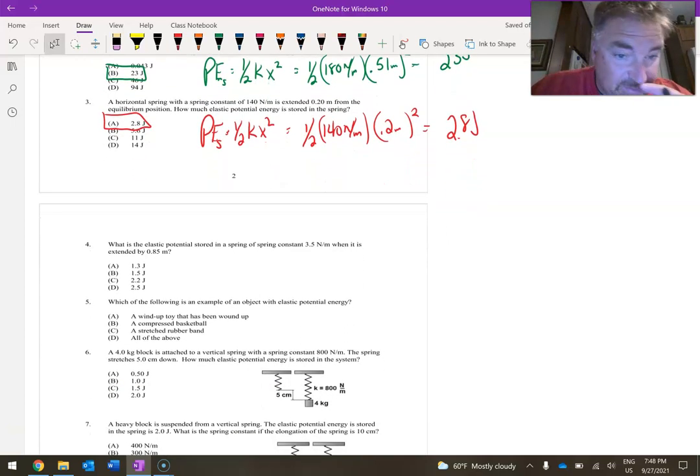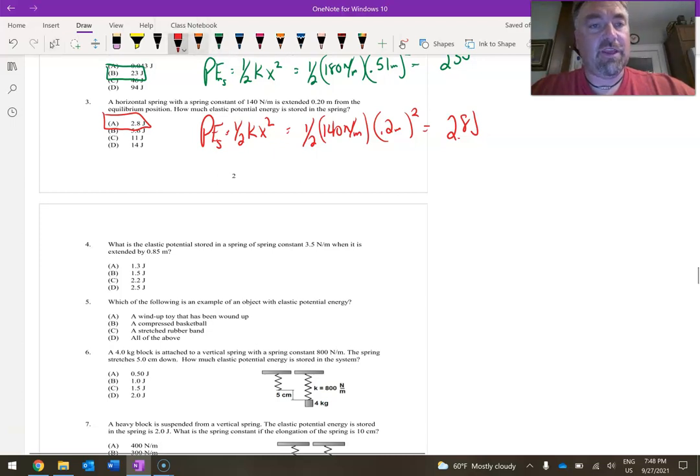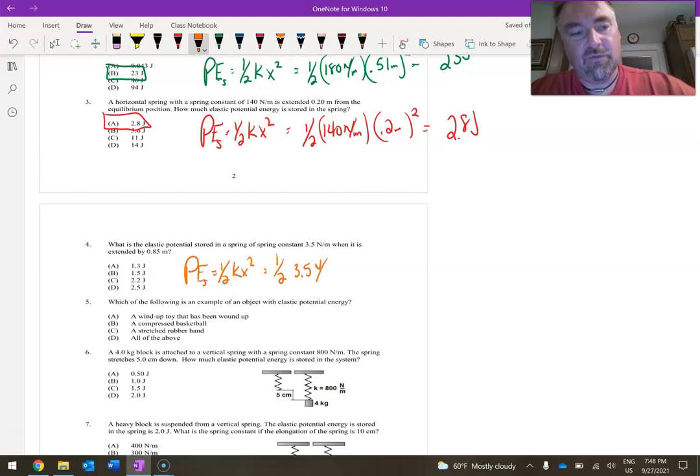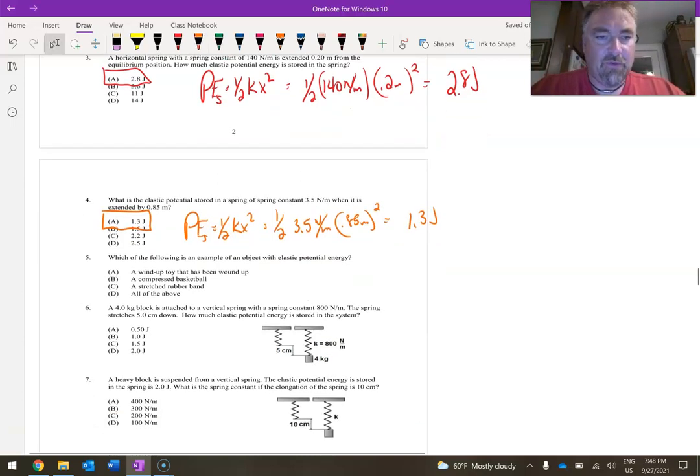Number 4, what's the elastic potential energy stored in a spring with a spring constant of 3.5 newtons per meter, extended by 0.85 meters? Again, this is getting kind of old, but we'll keep going. Potential energy stored in the spring, 1/2 kx². So we've got 1/2 of the 3.5 newtons per meter, multiplied by 0.85 meters. But don't forget to square it. When we do that, we get 1.3 joules. So again, choice A.